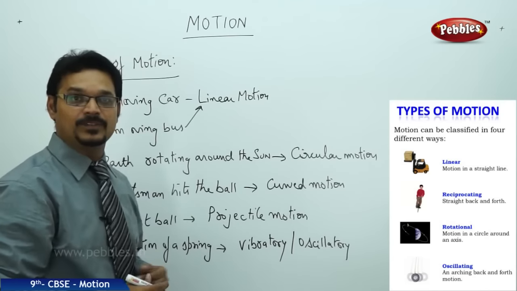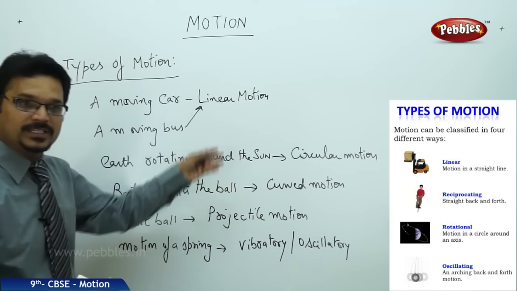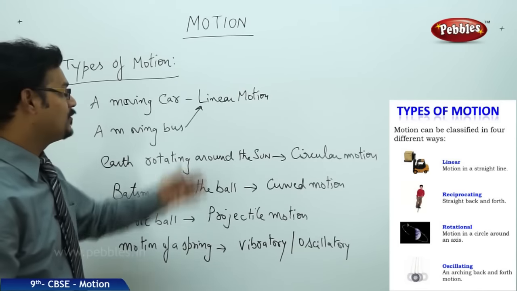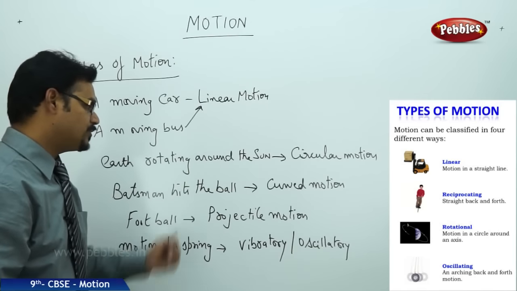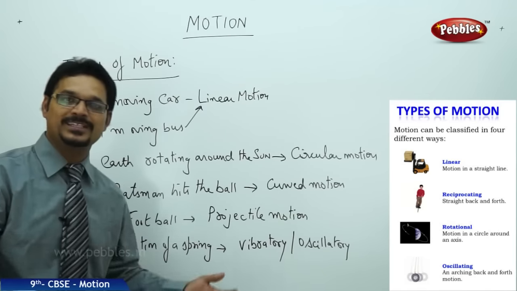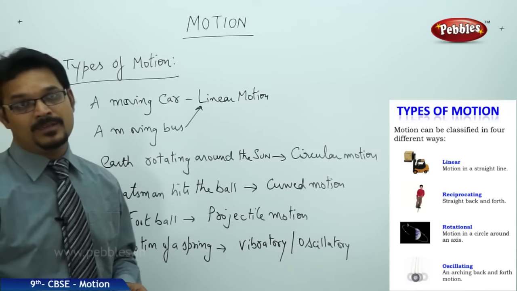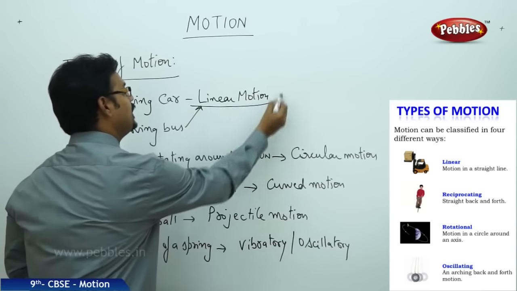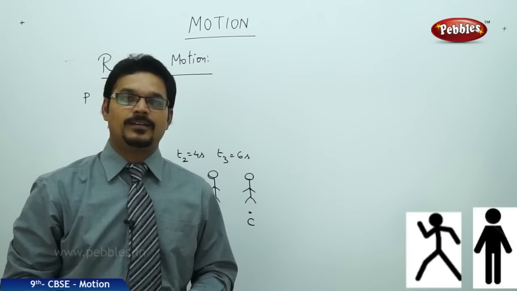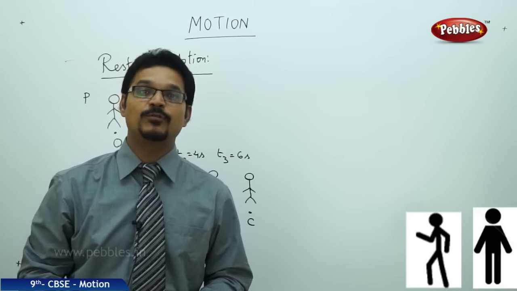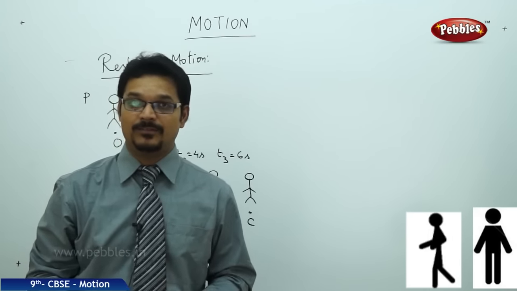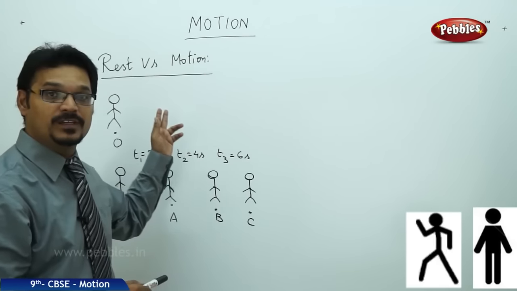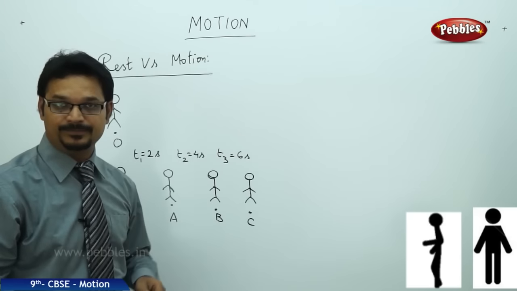motion of a pendulum. So once you check all these examples, you get to know that we do not have one type of motion. We have linear motion, circular motion, curved motion, projectile motion, vibratory or oscillatory motions, etc. Different types of motions we have. But in this chapter, our focus is on linear motion. Before discussing what is linear motion, let us understand the difference between rest and motion.